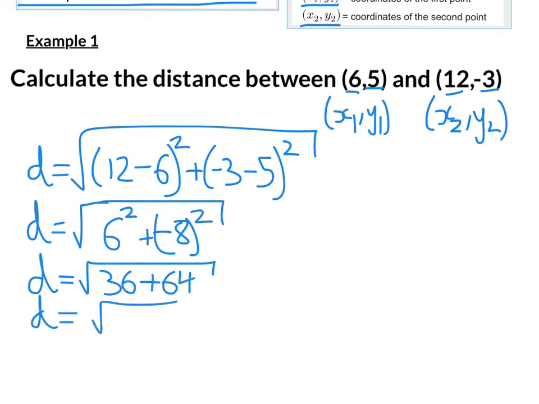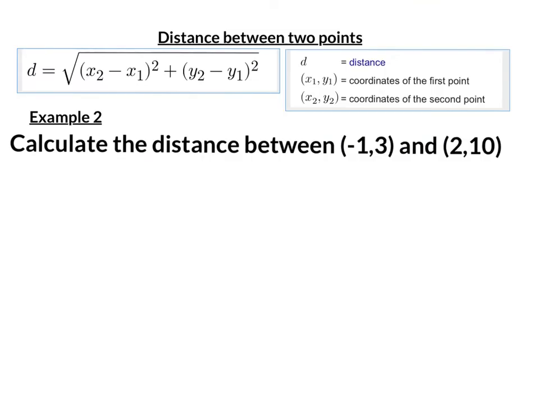Add underneath the square root, we get 100. So if we square root, we get 10. So the distance between the 2 points is 10. Let's look at this second example here.